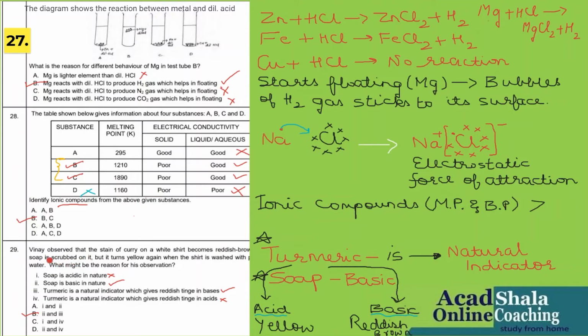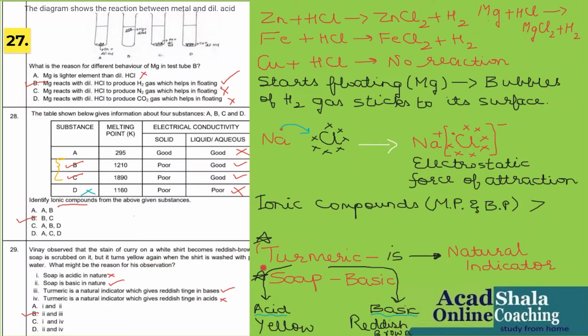Okay, next question. Vinay observed that the stain of curry on a white shirt becomes reddish brown. Soap is scrubbed on it, but it turns yellow again when the shirt is washed with plenty of water. What might be the reason for his observation?